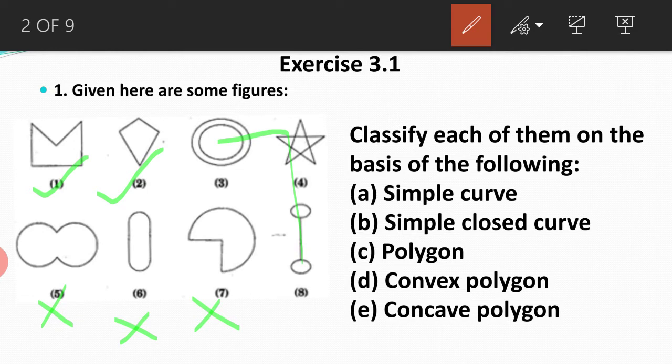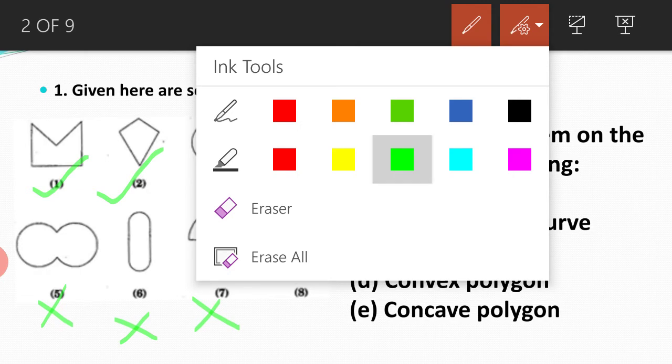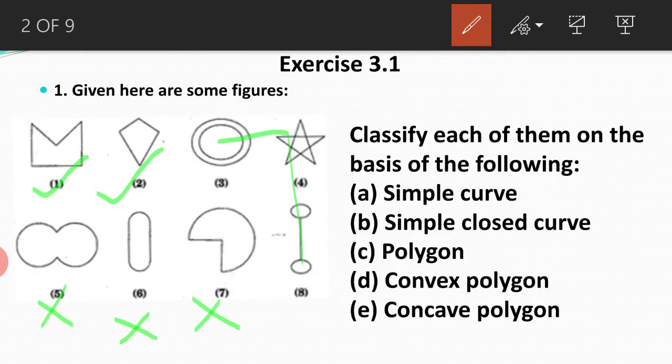Then coming to convex polygon. Which are the convex polygons? So we can have another figure. Now a convex polygon is a polygon in which there is no reflex angle. And which is that figure? So this one is the convex polygon.